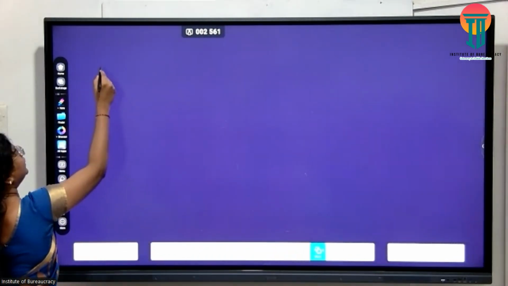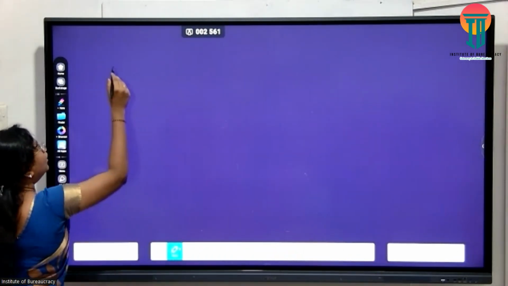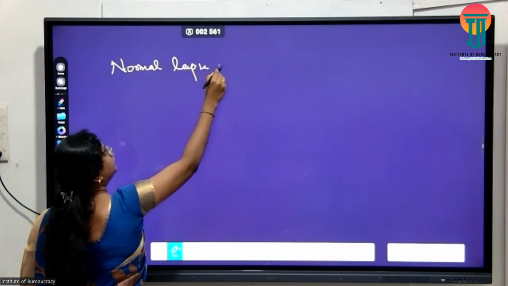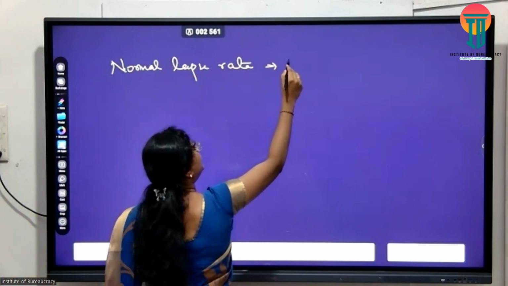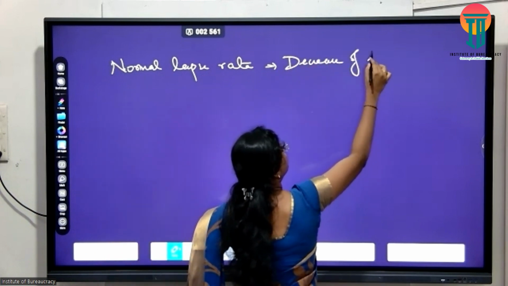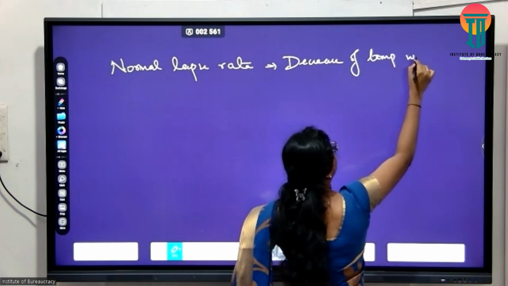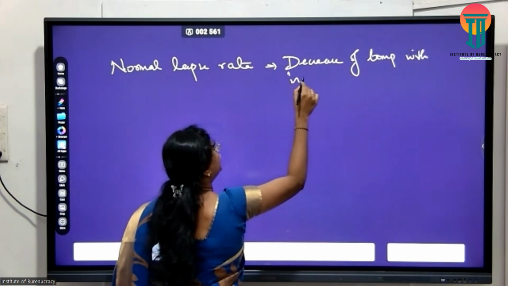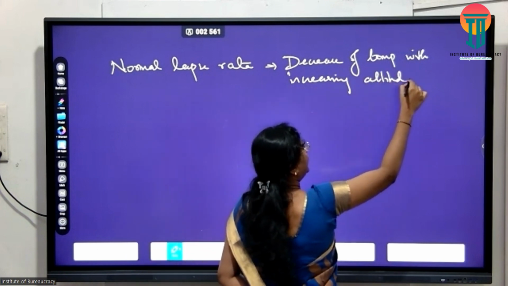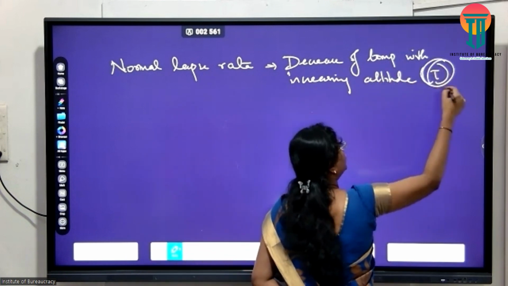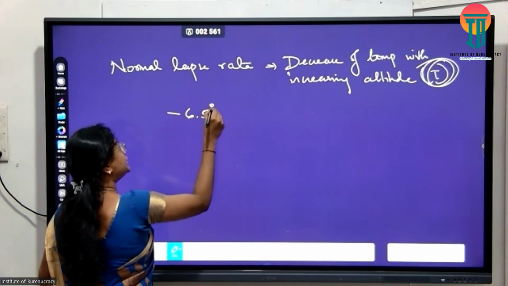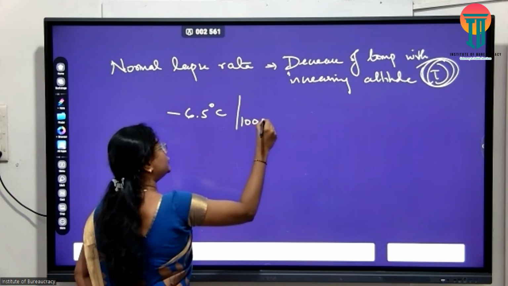Okay, I'm going to write it down again. Normal lapse rate, meaning decrease in temperature with the increasing altitude. And I'm very sure we are talking about the troposphere, right? So this value is minus 6.5 degrees Celsius for every 1000 meters.